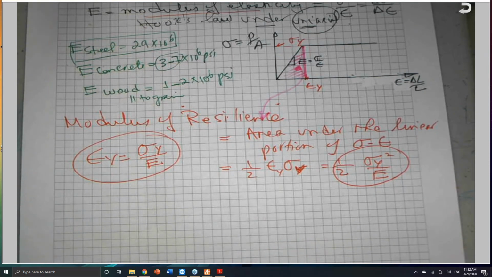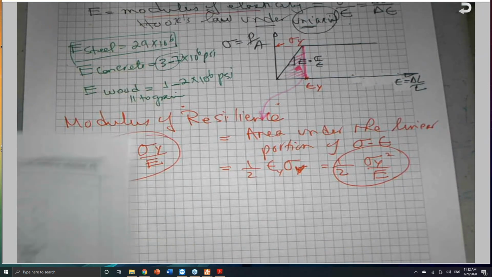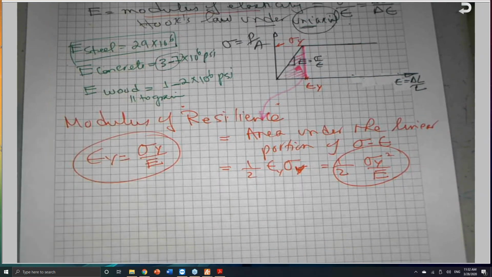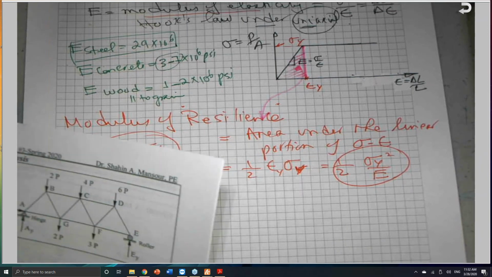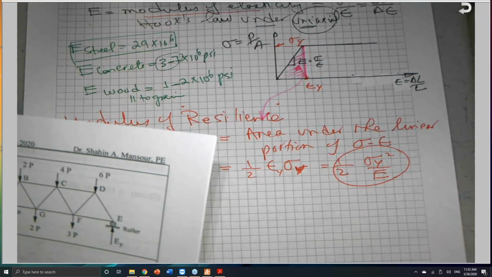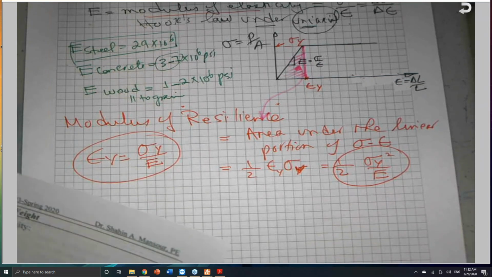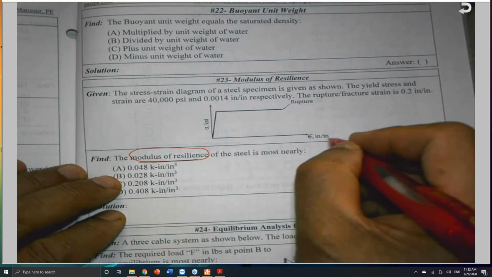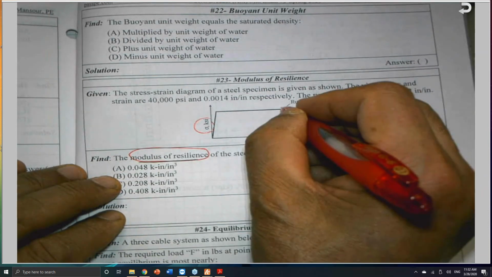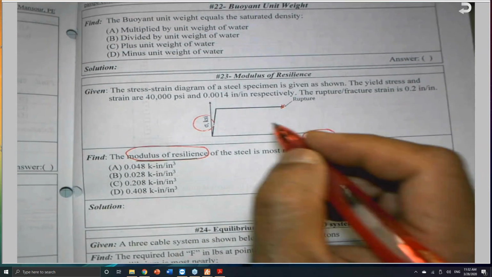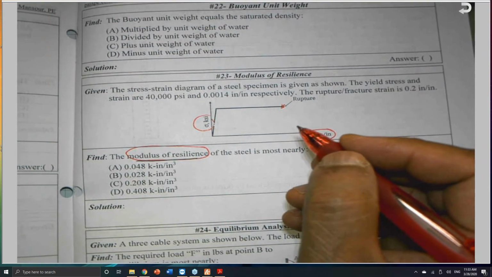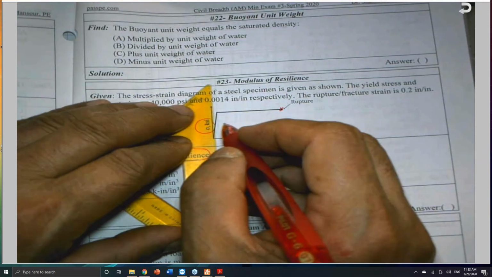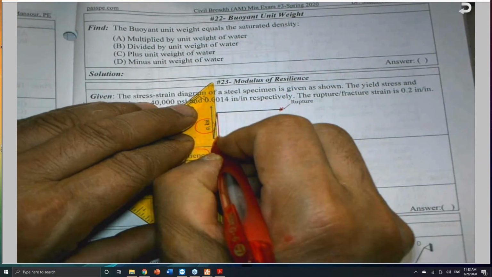I believe I included one problem here, if I'm not mistaken, in mini exam number 3. Oh yeah, the modulus of resilience, the one I was talking about. Here it is. This is the stress-strain curve, and this is the rupture or failure here. So basically, all you need to do is calculate the area under the linear portion of the stress-strain curve, and this is what they call the elastic energy or elastic strain energy.